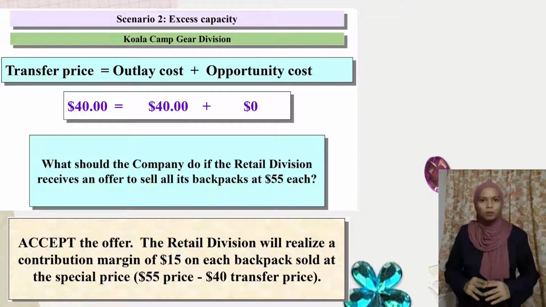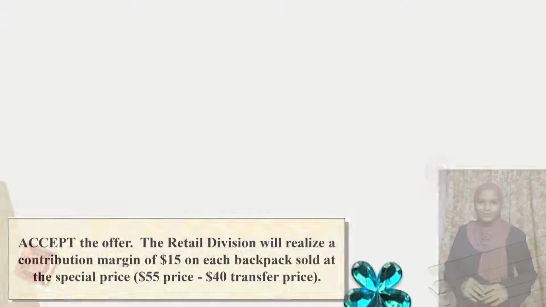They must accept the offer. The retail division will realize a contribution margin of $15 on each backpack sold at the special price, which is the $55 price minus the $40 transfer price.